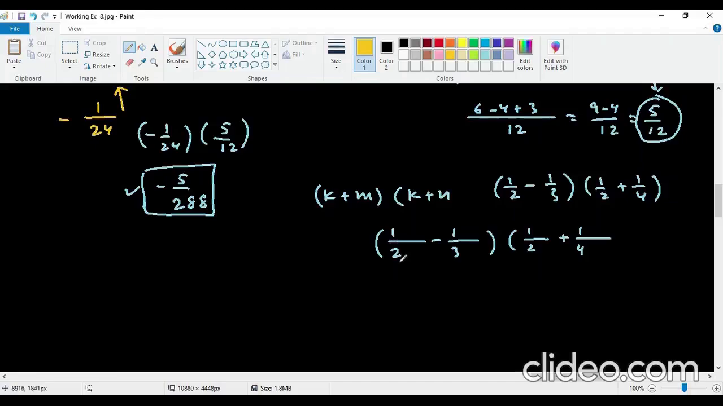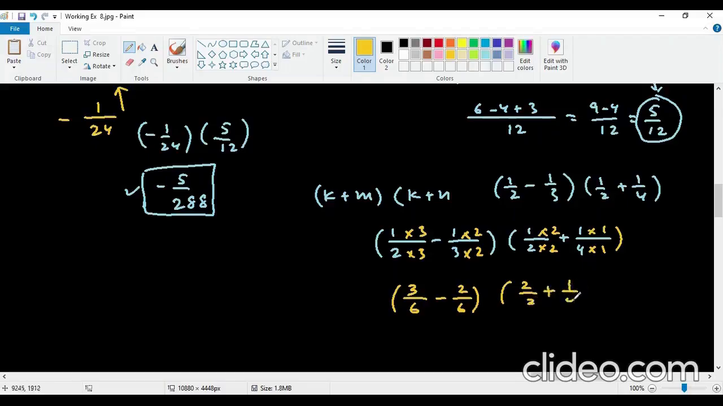Now I need to make the denominators equal. So 2 times 3 is a 6, and 3 times 2 is also a 6. 2 times 2 is a 4, and 4 times 1 is a 4, to make the denominators equal. Multiply this one by the same number, multiply this also by the same number, multiplying this by 2 and multiplying this by 1. So I will get ultimately 3 over 6 minus 2 over 6 within the bracket, and this is going to give us 2 over 2 plus 1 over 4.